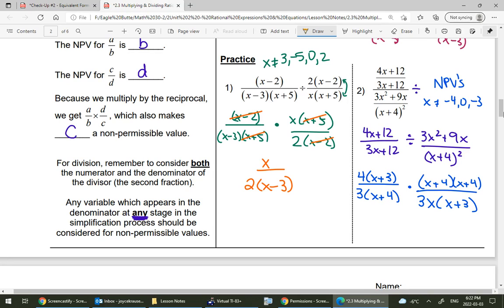All right, let's do some hacking and slashing here. We're canceling out the (x plus 4)s. We're canceling out the (x plus 3)s. It's pandemonium. We've got 4 times (x plus 4), and on the bottom we've got 9x. Again, our restrictions, x cannot be -4, 0, and -3.